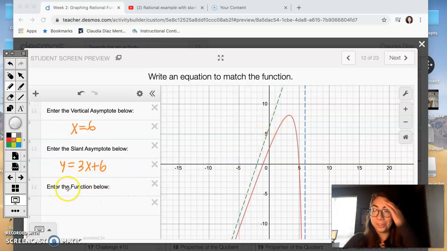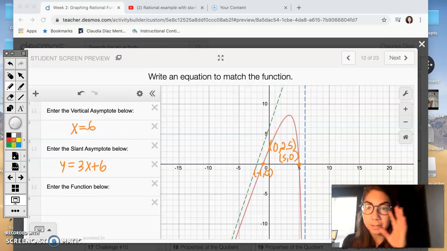And now we got to write the function again. Now remember, very important here are the x-intercepts. So that x-intercept's at -1, 0, and this one is at 5, 0. That is important. Also, the y-intercept is important. The y-intercept is at 0, 2.5. And you guys can zoom in further to click on it, but I saw it earlier and it's 0, 2.5. Okay, so with this information, let's get started.